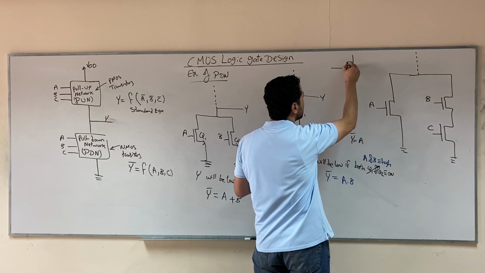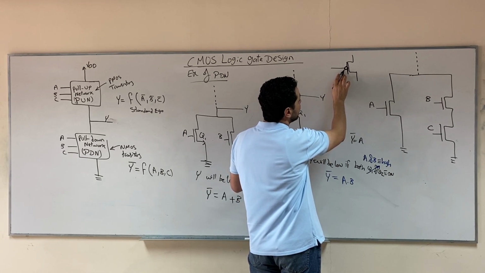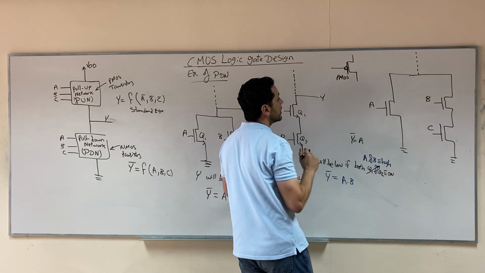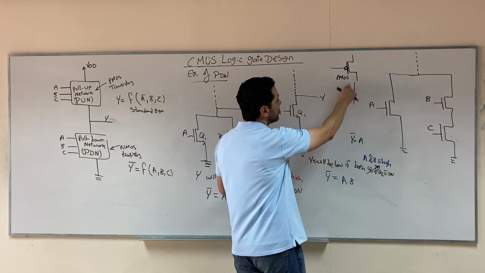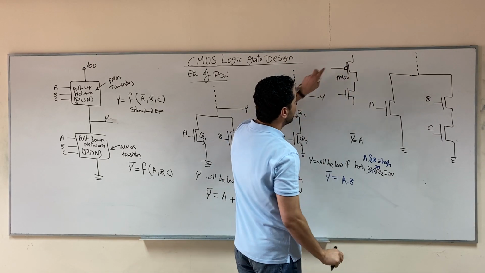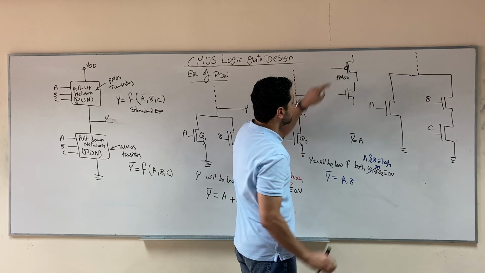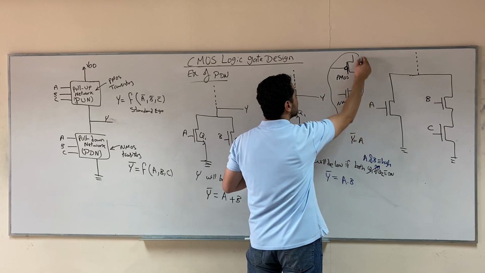For the PMOS transistor, usually in the logic part, they put a bubble at the gate. So this is the symbol that we are going to use for the PMOS transistor, and this is the symbol that we are going to use for the NMOS transistor. Both of them are without arrows, but for the PMOS transistor, there is a bubble at the gate like this.